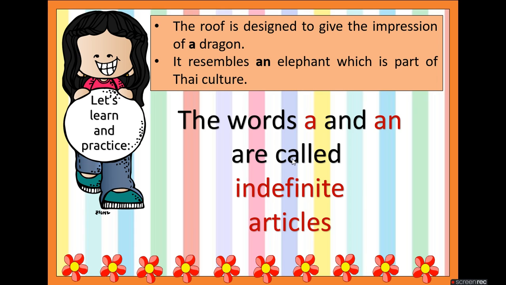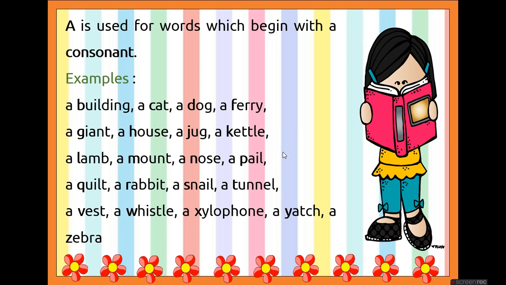Now, let's read the two sentences. The roof is designed to give the impression of a dragon. It resembles an elephant, which is part of Thai culture. Now, class, the words a and an are called indefinite articles. So, a is used for words which begin with a consonant.